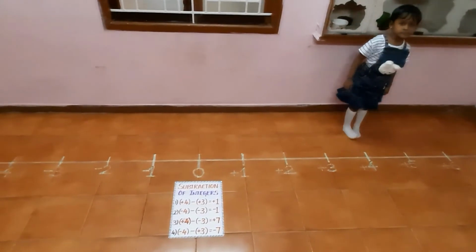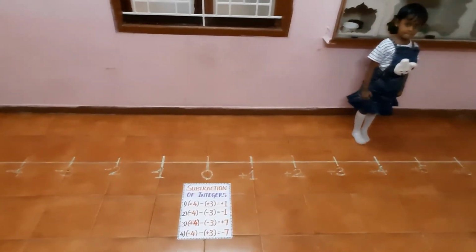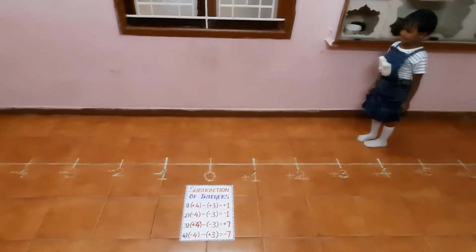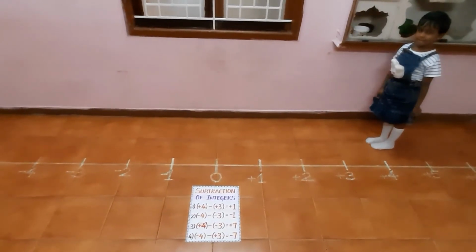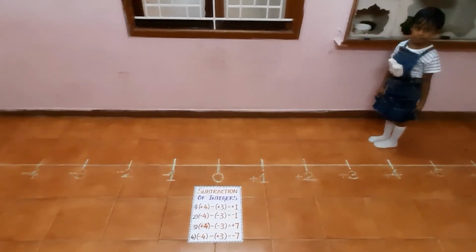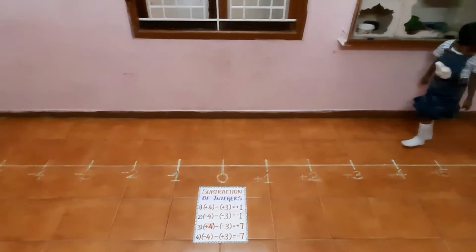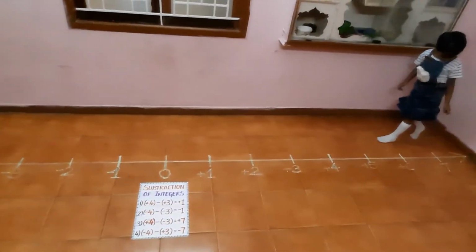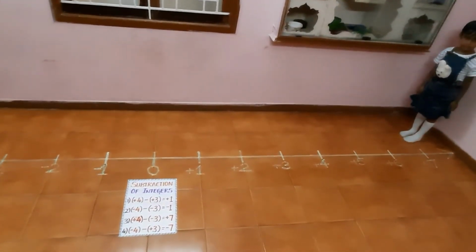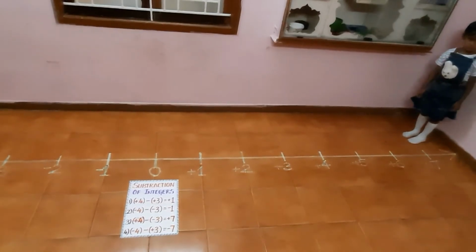Very good. And we have a minus sign. Therefore, the kid is going to turn towards the minus direction. And we have minus 3. Therefore, the kid is going to travel backwards with 3 steps. Here, the kid has reached plus 7.